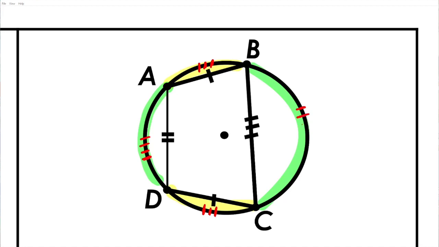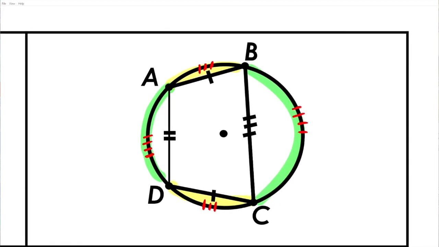So just like our segments, we signify congruence with tick marks on the edge of our circle. So remember, arcs exist on the edge of our circle.